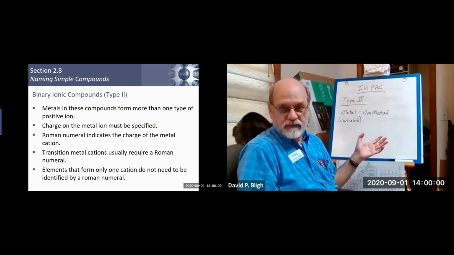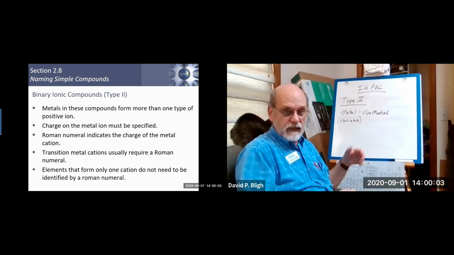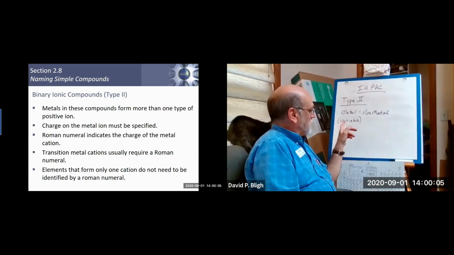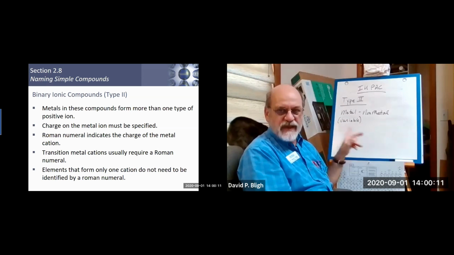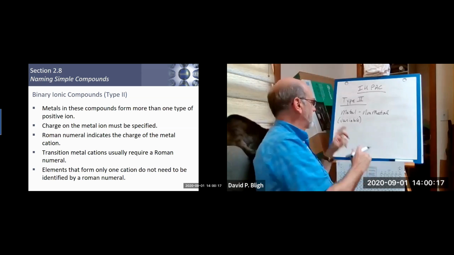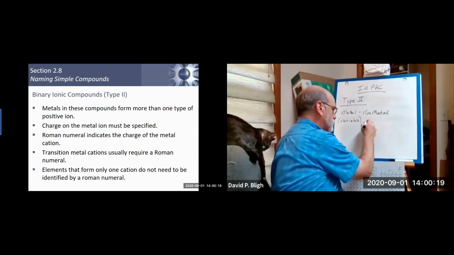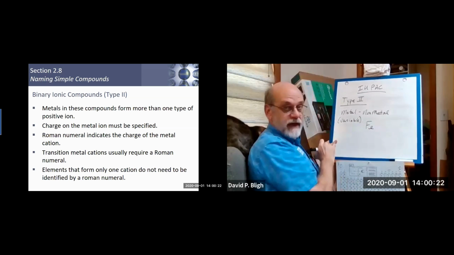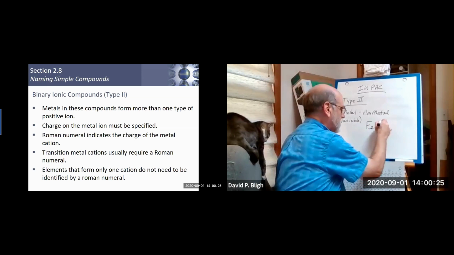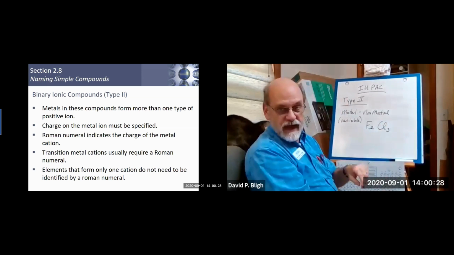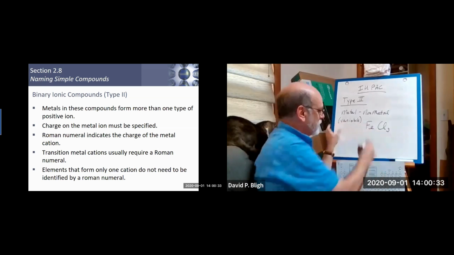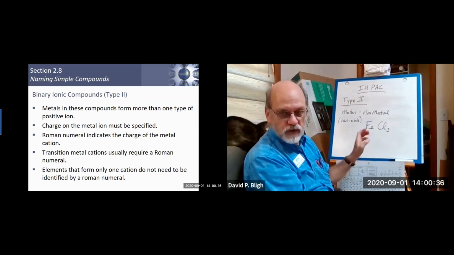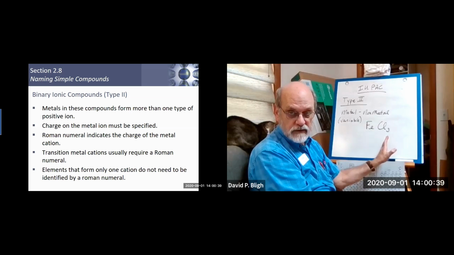Okay, so what are the rules here? Well, the rules are very similar, except when you write the compound name, you have to specify the charge on the metal. So let's take an example. Let's say I give you this formula, Fe for iron, and it's an ionic compound with 3 chlorines. So the simplest whole number ratio is 1 iron for every 3 chlorines in this compound.